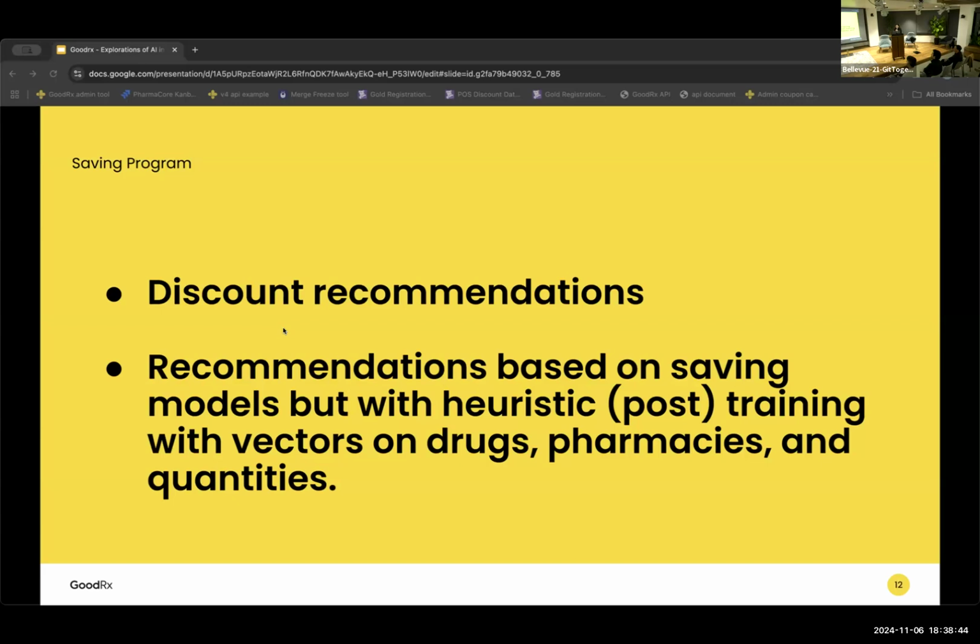And another wholly different direction of projects that provide recommendations is what we call the saving program. That is discount recommendations based on saving models, but with heuristic post-training. You can imagine, yeah, we do have RAGs and LLM models, but we cannot directly use them. And the heuristic workflow is very important, and it's based on the vectors on drugs, pharmacies, and quantities. And I think that is the major part, how we can not only guarantee the discounts and the values we can provide to attract enough customers, but also at the same time, the recommendations are under control and we don't have actual issues worrying about the recommendation result.